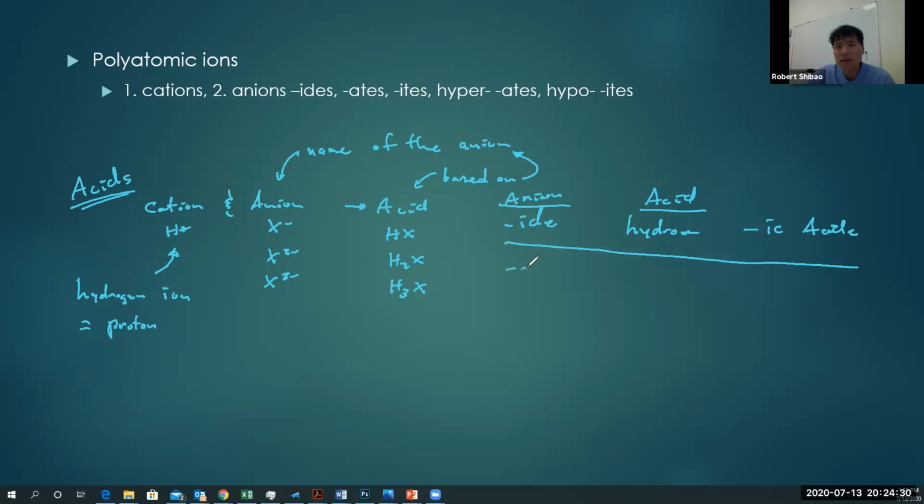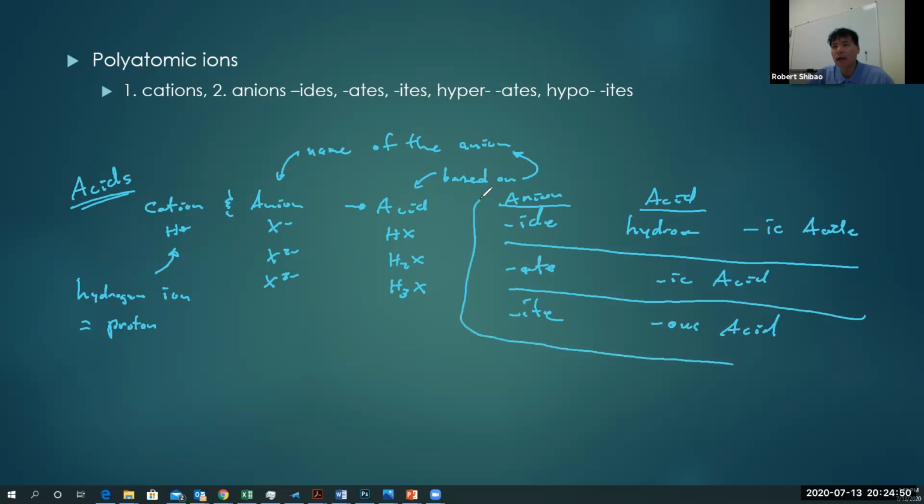The anions that end in ATE are going to have just the ic acid. And so we change the ending here. The anions that end in ITE, we use the ous acid. And that's it. So figuring out the acid name, all we need to know is, does the anion end in IDE, ATE, or ITE? And so let's look at some acids really quick here.